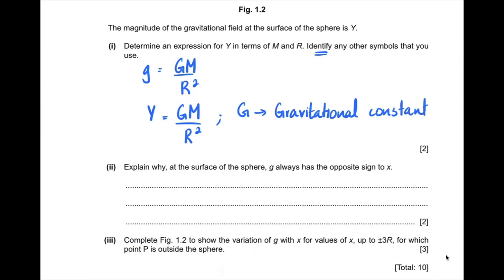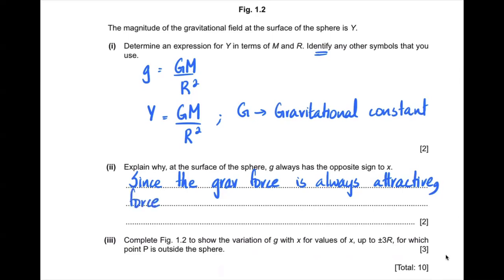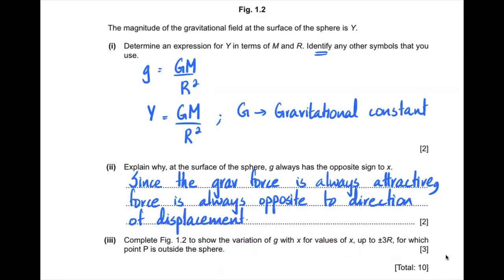So I'll just say that since the gravitational field or the gravitational force is always attractive, you can say the force is always opposite to the direction of displacement. All right.